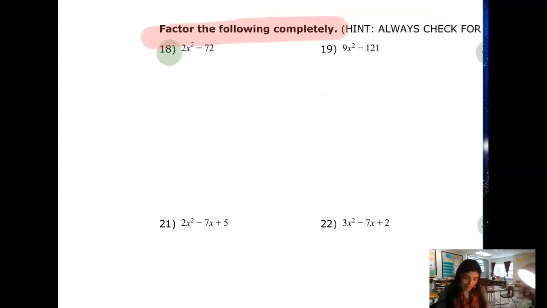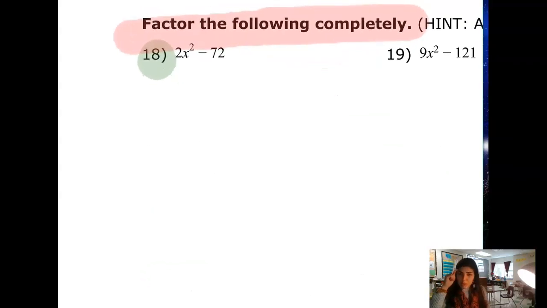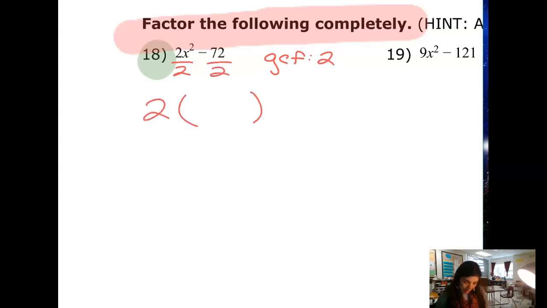If we look at number 18, 18 is a binomial, so I should already be thinking, this might be a difference of two squares. But my first question I asked myself, is there a GCF? And yes, there is. 2 and 72 are both divisible by 2, so I'm going to go ahead and take out my GCF of 2. That means 2 is in the front, and inside the parentheses, I'm going to have x squared minus 36 left.